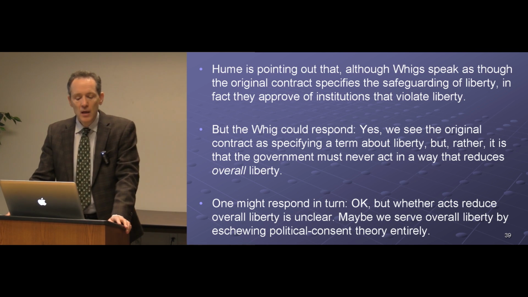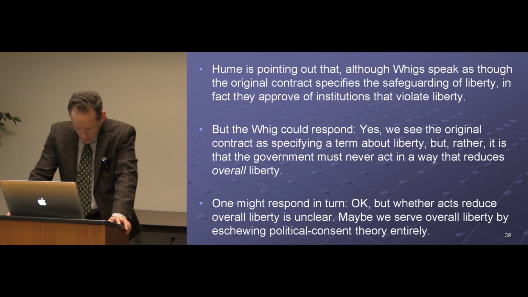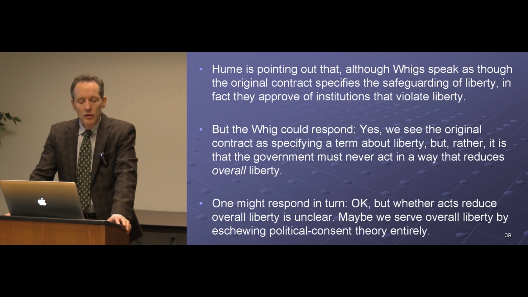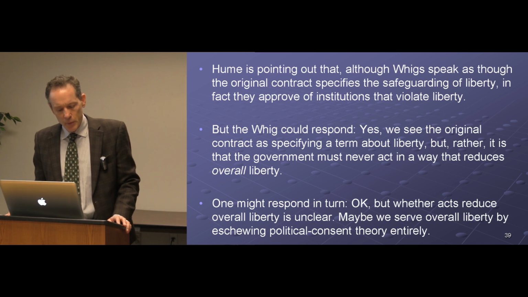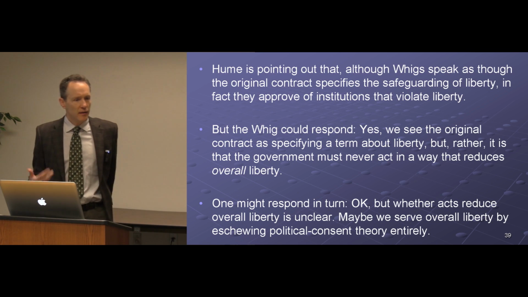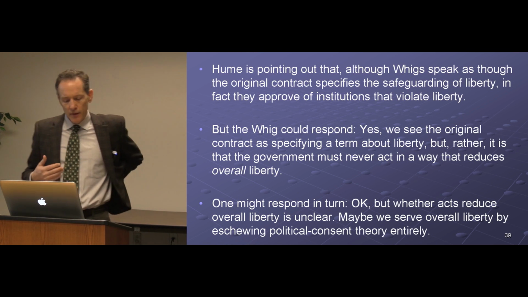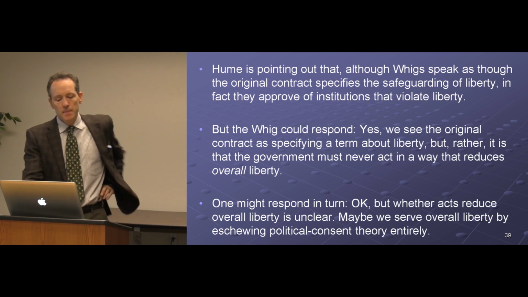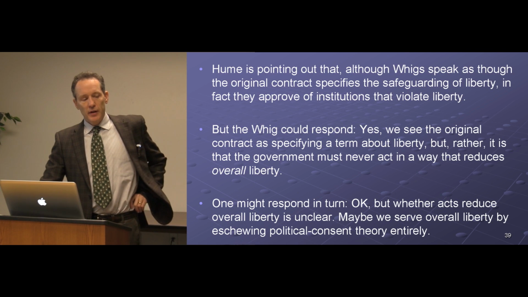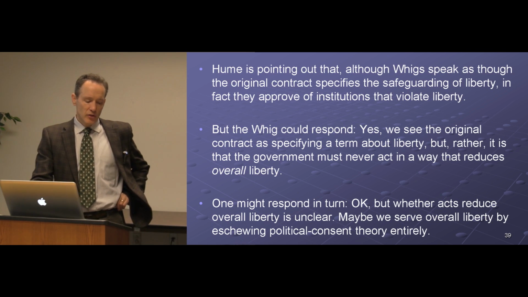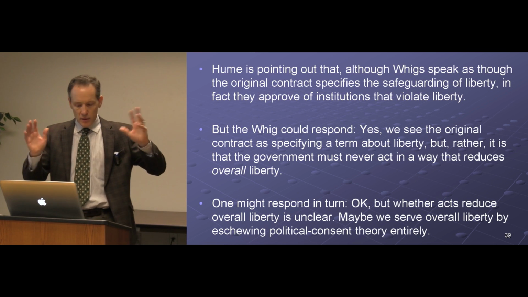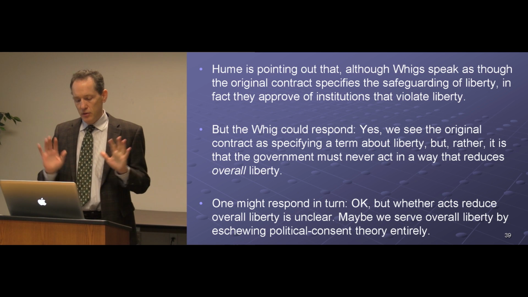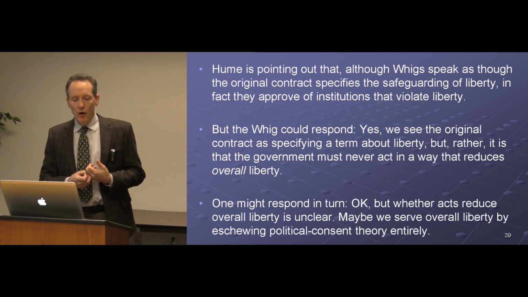So what's going on here? This is where I see the distinction between direct and overall liberty being useful. The Whig could respond, and I think maybe tacitly this is how we can think of Locke and Sidney and so on thinking: yes, we see the original contract as specifying a term about liberty, but it's overall liberty, okay? So the government's charge is not to always augment and secure and protect direct liberty, it's to protect and augment overall liberty.